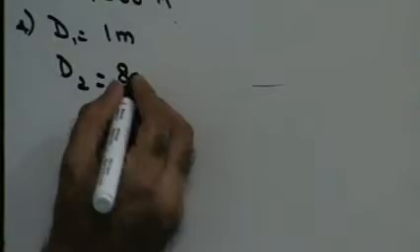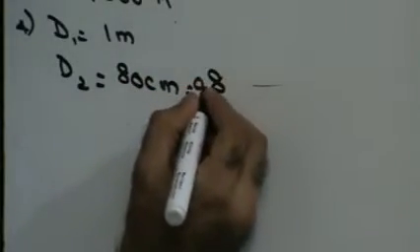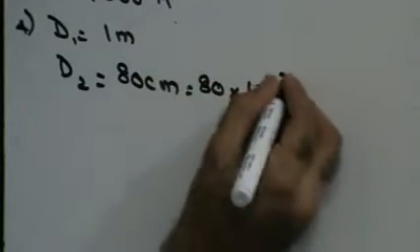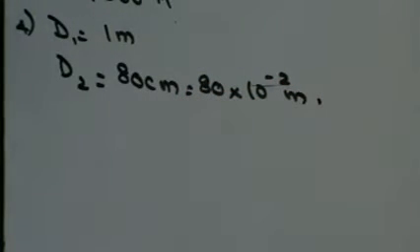Another source is used and the same bandwidth was obtained when the eyepiece was at a distance of 80 centimeters. Calculate the ratio of the wavelength.